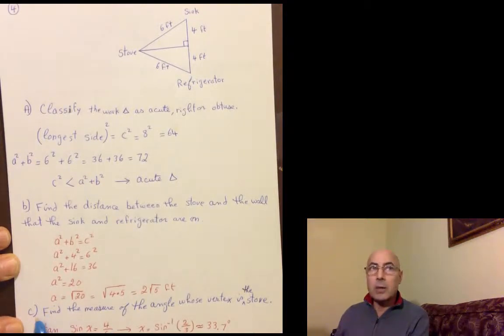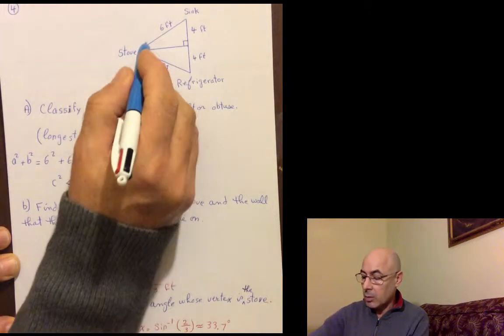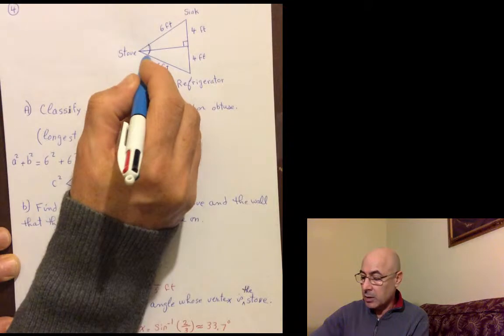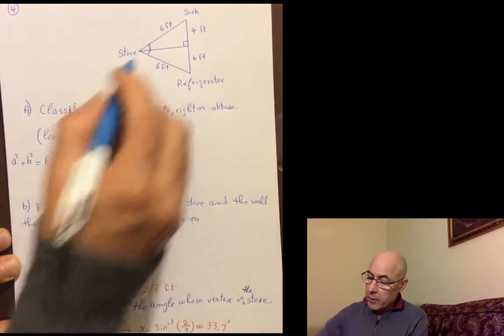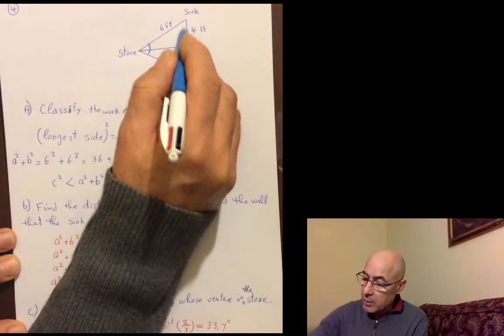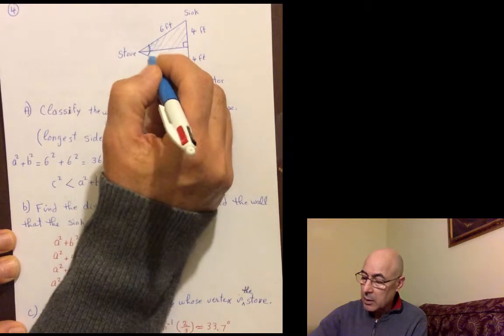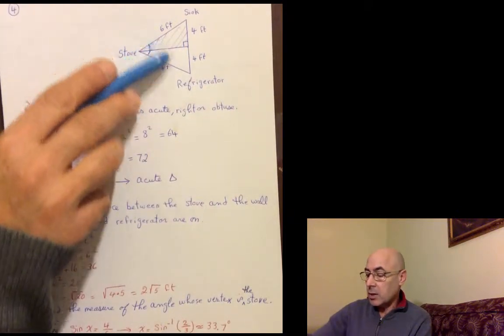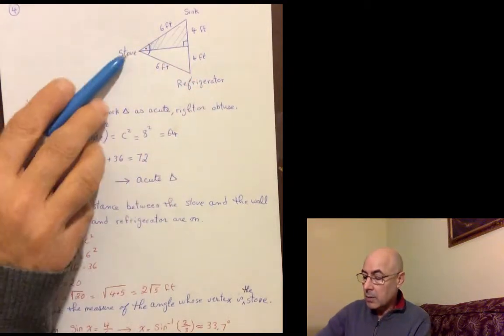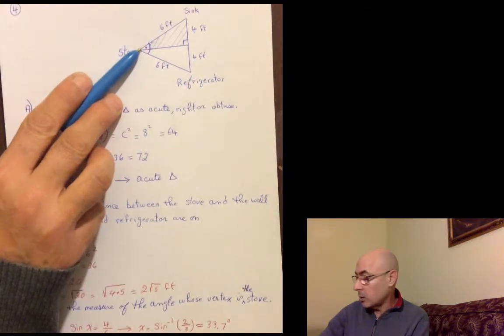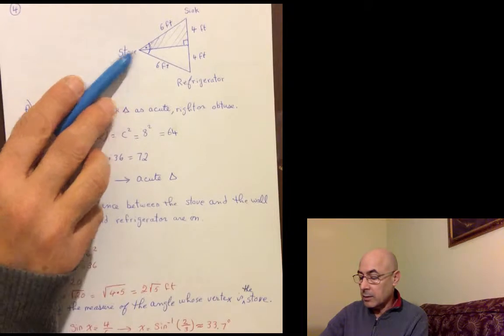Third part, you want to find the measure of the angle whose vertex is the stove. Want to find how big is this angle, how many degrees in this angle. So to find this angle, I'm going to be working first on this triangle and then double it, because as you can see, these two triangles are congruent. So if I know half over here, if I know this small angle, then I can multiply it by 2 and get the whole angle.